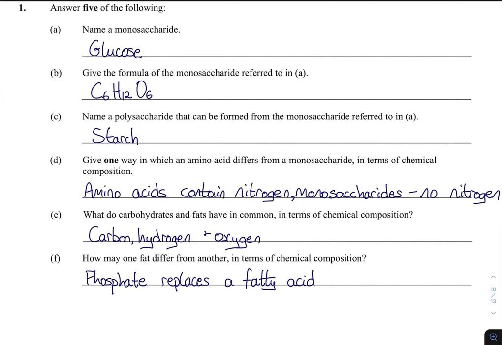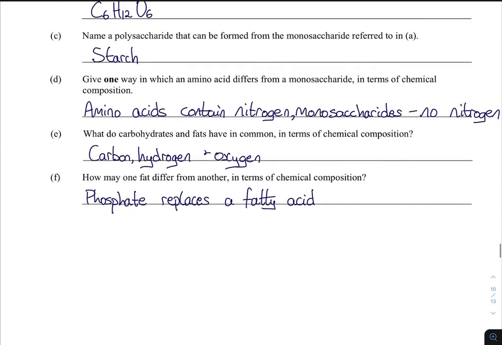And how may one fat differ from another in terms of chemical composition? Well, for a triglyceride, you have 3 fatty acids, tri meaning 3, and a glycerol. But for a phospholipid, you have a phosphate replacing a fatty acid. In other words, you have 2 fatty acids, a phosphate, and a glycerol. So how does it differ? A phosphate replaces a fatty acid. That's it.